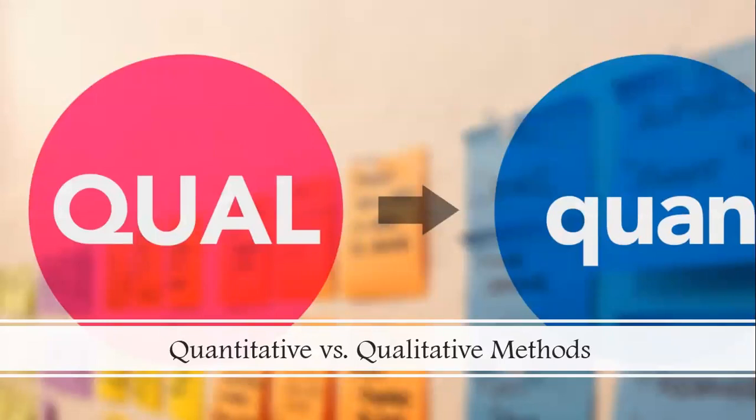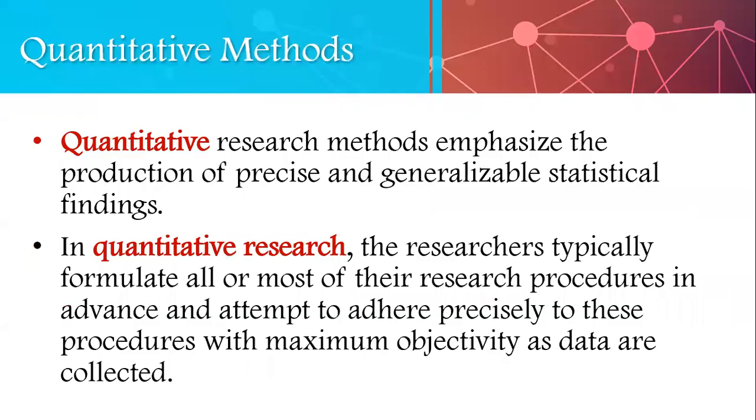Now let's discuss the difference between quantitative and qualitative methods. Quantitative research methods emphasize the production of precise and generalizable statistical findings. Within quantitative research, it's really about breadth. We want to capture as many cases and individuals as possible. Sometimes in quantitative research, there are tens of thousands of individuals sampled. It's really about trying to capture as many cases as possible, because the larger our sample size, the more accurate our generalizations.